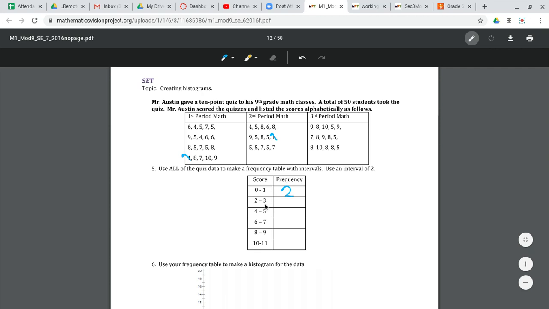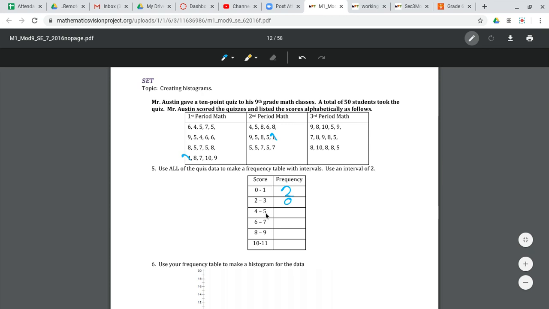All right, so now for 2 to 3, do we have any 2 to 3s in here? Nope, there are none who scored a 2 or 3. And it looks like we have whole numbers, so we don't have to worry about any decimals here. You could have decimals and other things when we're doing histograms, so just be careful with that.